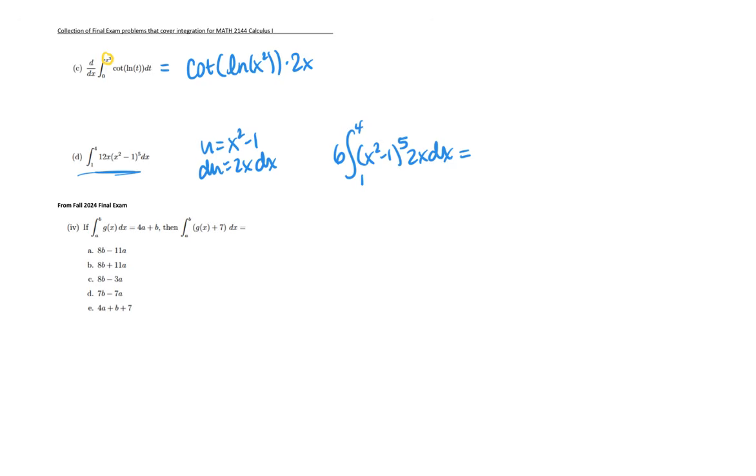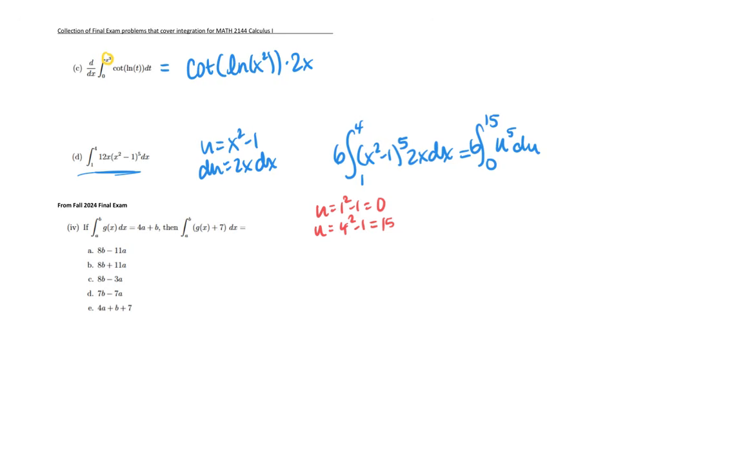Well, when x equals 1, what is u? So I can plug 1 into there. So I can say for x equals 1, I'll have u equals 1 squared minus 1, so u is 0. When x equals 4, what is u? u is 4 squared minus 1, which is 16 minus 1, which is 15. So I'll have 6 times the integral from 0 to 15 of u to the 5th du.